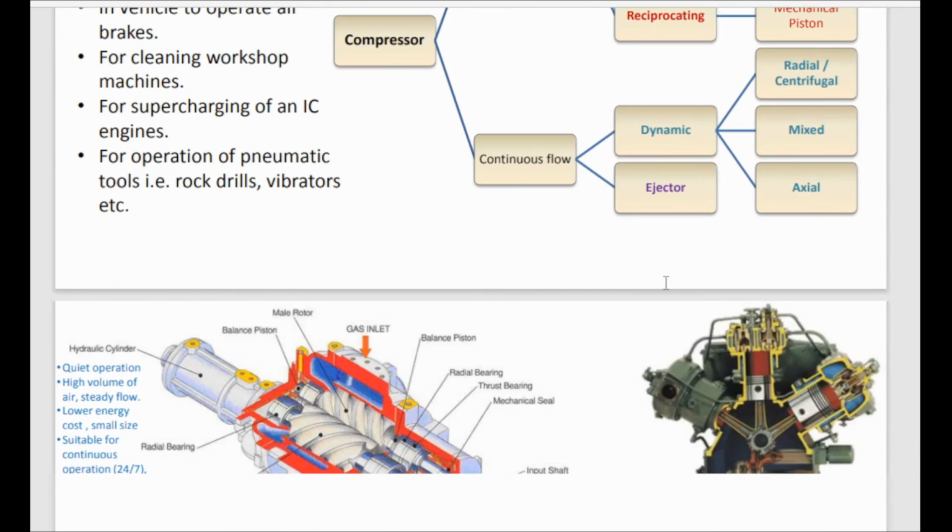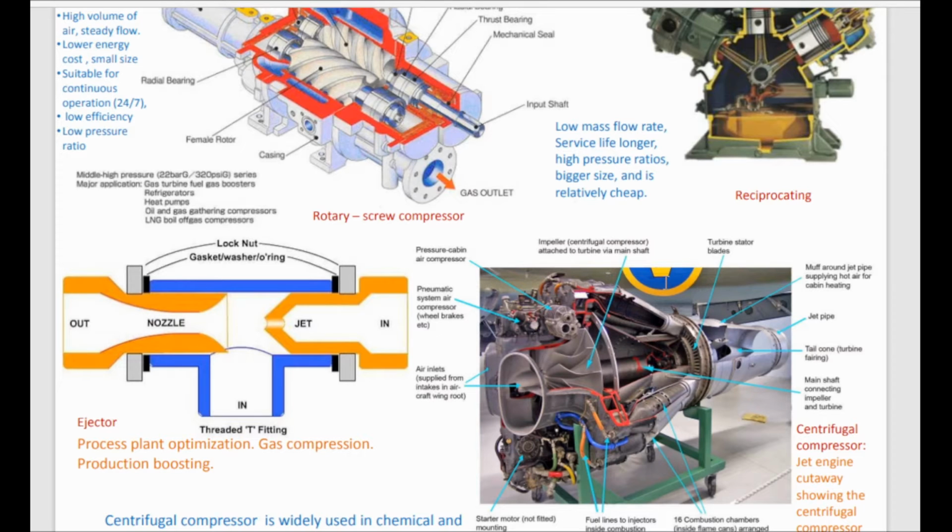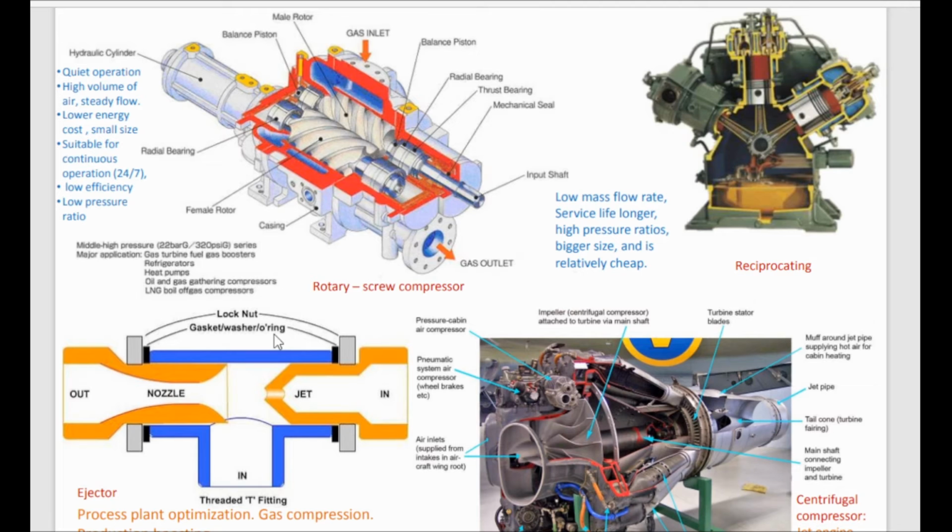Now ejectors, I can show it in the figure here, the third figure you can see here. So using the highly compressed fluid, you can compress a lower pressure fluid. So this fluid is coming in, and here there is a compressor fluid, so we're not going deep into it. And here you can see a rotary screw compressor, and you can see what the advantages are here, just read it. And the reciprocating type of compressor is here, and it has some advantages like low mass flow rate, longer service life, high pressure ratios, bigger size, and is relatively cheap.